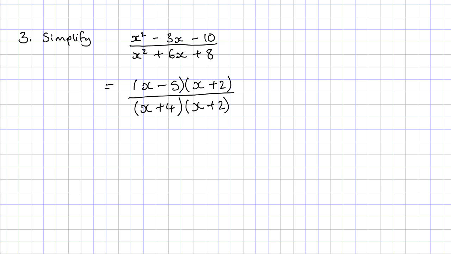Now again I have something here multiplying to something there, and I have something here multiplying to something there. So I can cancel things out. I can cancel out this x plus 2 with that x plus 2. And I'm left with x minus 5 over x plus 4. So I'll write that now. So I have x minus 5 over x plus 4. And I don't need the brackets here because this divide acts as my bracket.